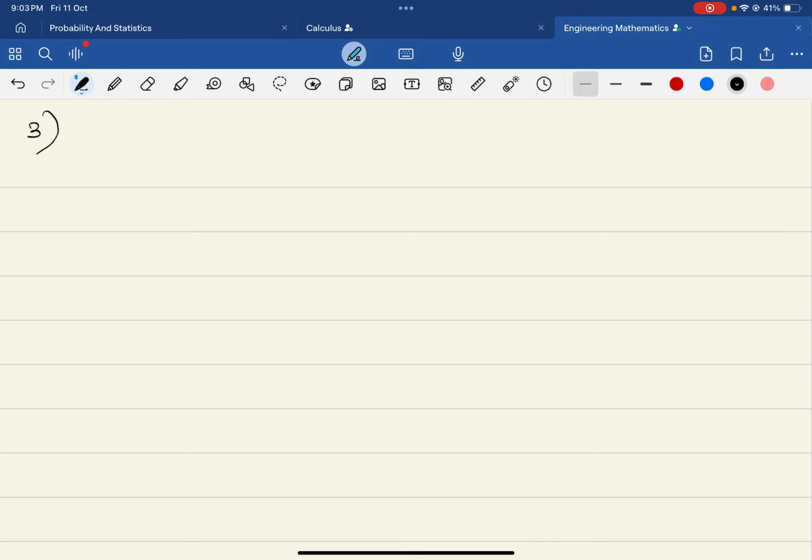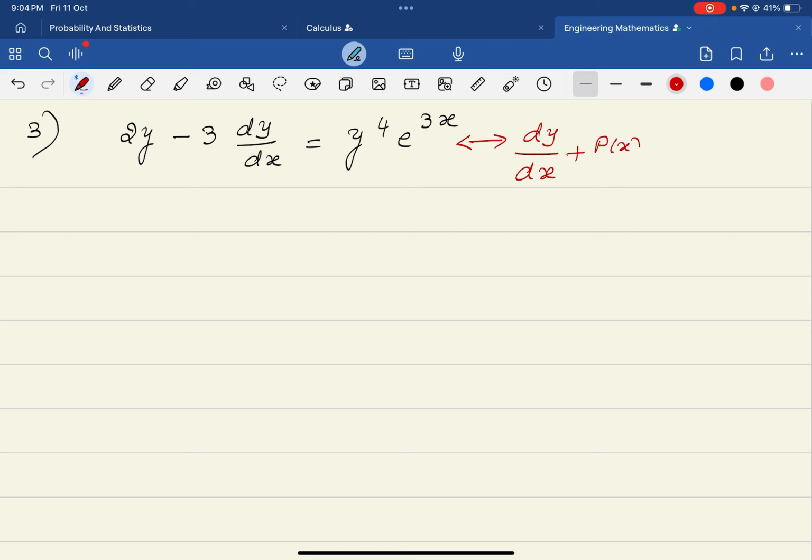The third problem is 2y minus 3 times dy by dx is equal to y power 4 times e raised to 3x. So this is the equation. Always compare with the standard form of the nonlinear differential equation. What is the standard form? dy by dx plus p of x into y is equal to q of x times y power n. This is the standard form of Bernoulli's equation, correct?